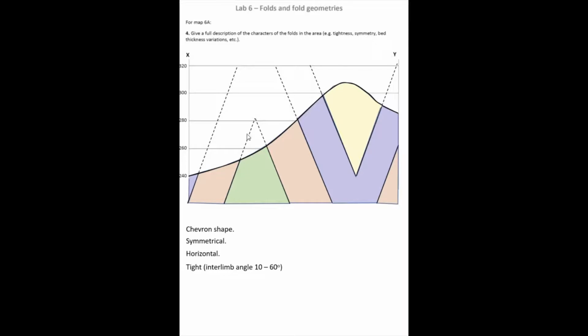They are symmetrical. You can put a plane straight through that and get a mirror image either side. They're horizontal, and that means that they're not plunging. Their fold hinge is perfectly horizontal, it's perfectly flat. And these are tight folds because their interlimb angle is 44 degrees, which is between 10 and 60, which is the definition we use for tight folding, as opposed to open folding or isoclinal folding. Tight folding is where you have an interlimb angle of between 10 and 60 degrees. Okay, that's the first half of our lab.